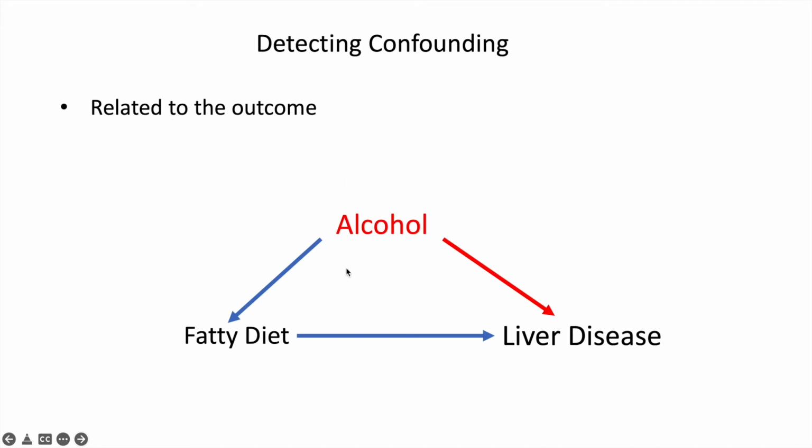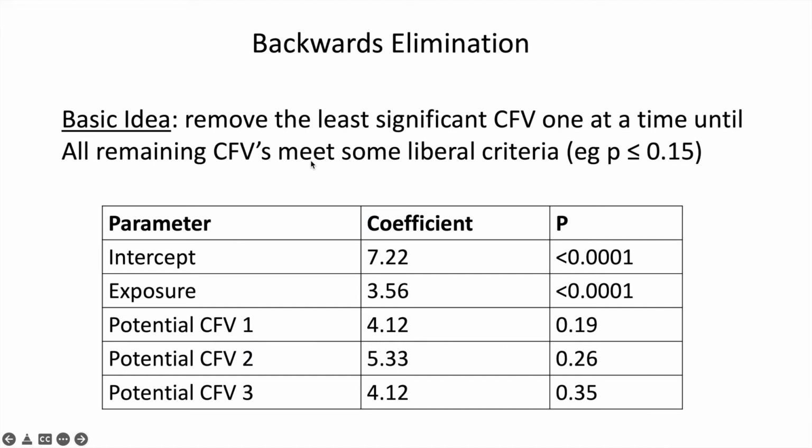Another way is just looking at whether alcohol is related to the outcome, and the way people typically do that is just including confounders in the modeling process. So just a brief overview of backwards elimination. It's when you start with a maximal model, so everything you think might be involved, and remove things one at a time, starting with what is least significant.